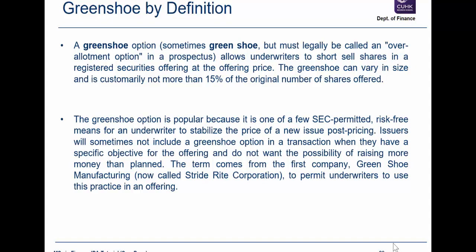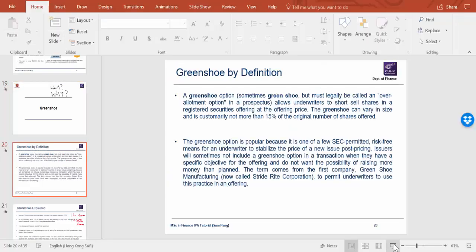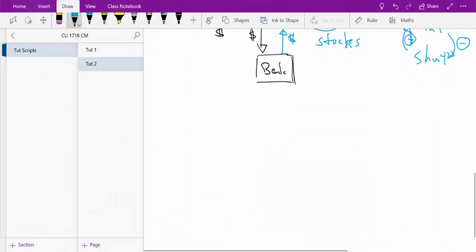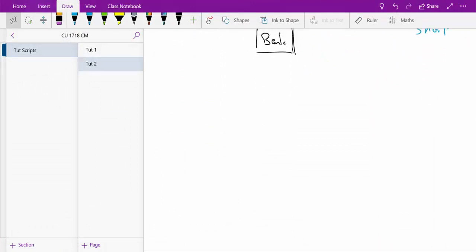It's called a Greenshoe because the first company that did this, over a century ago, was actually called Greenshoe Manufacturing. They were in sports shoes. Now, what happens in a Greenshoe really is very simple, so don't think it's complex. It isn't. It is not complex.